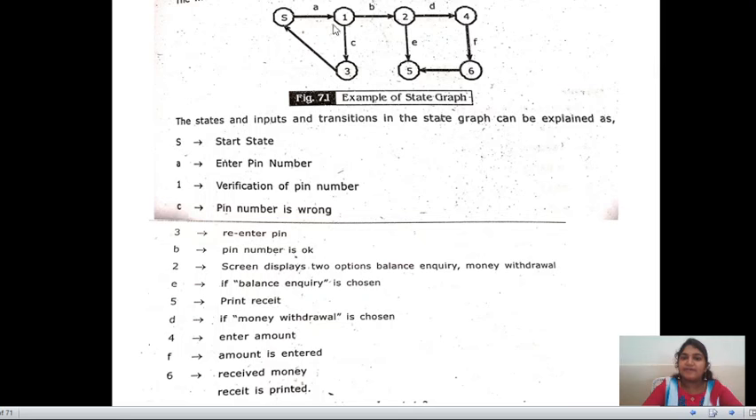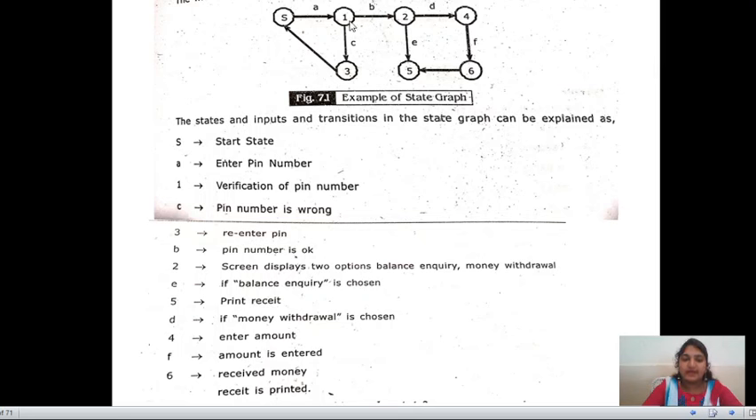After verification of the PIN number, next is 1 to C. C means the PIN number is wrong, and this is displayed to the customer. Again, re-enter the PIN. This is another state. The PIN will be re-entered, and the state will start again. Enter the PIN number again. If the PIN number is wrong, the same third state will be performed again.